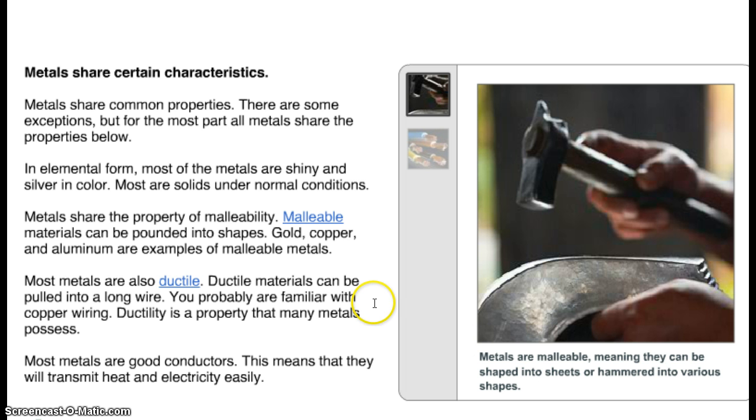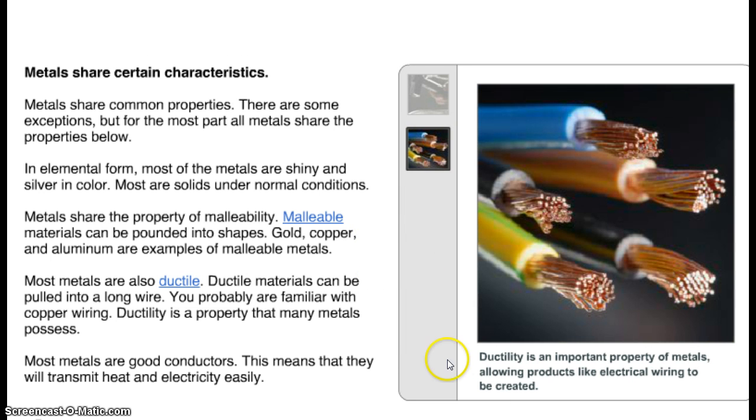Metals are also ductile. Ductile materials can be pulled into a long wire. You probably are familiar with copper wiring. Ductility is a property that many metals possess. So ductility is an important property of metals, allowing products like electrical wiring to be created. Most metals are good conductors. This means that they will transmit heat and electricity easily.